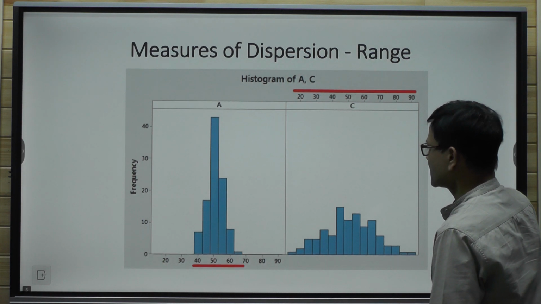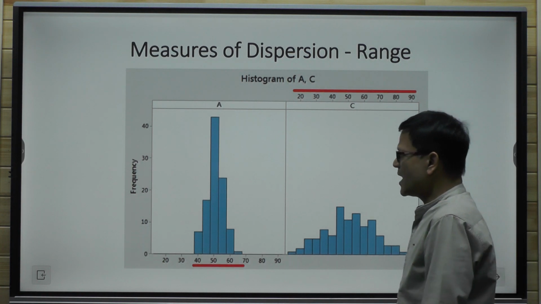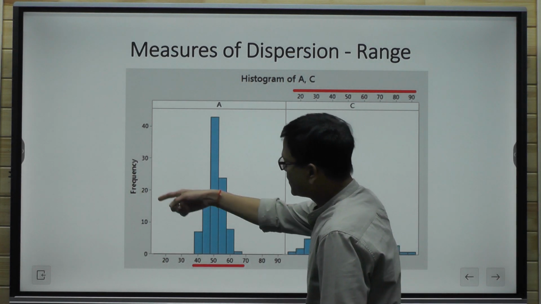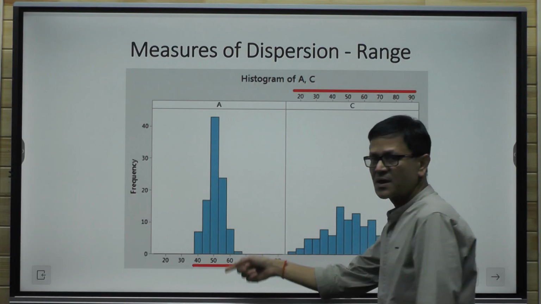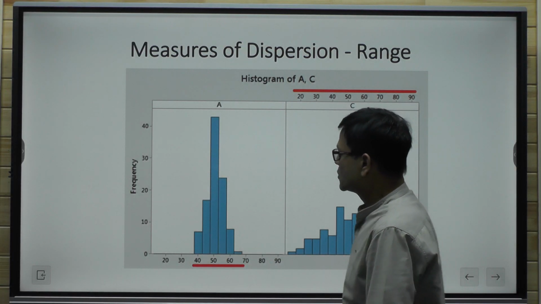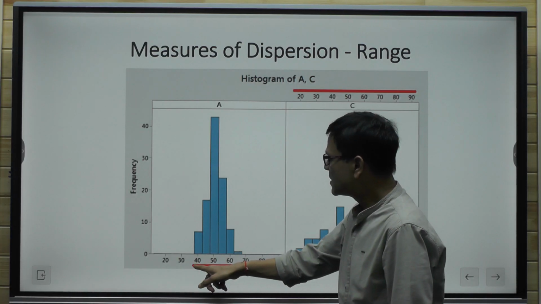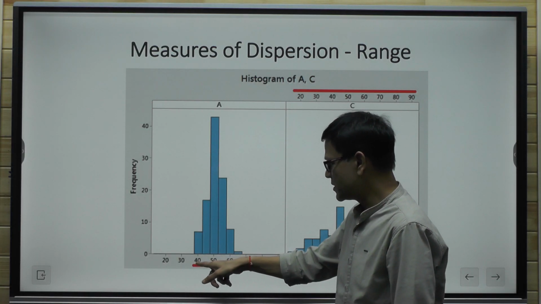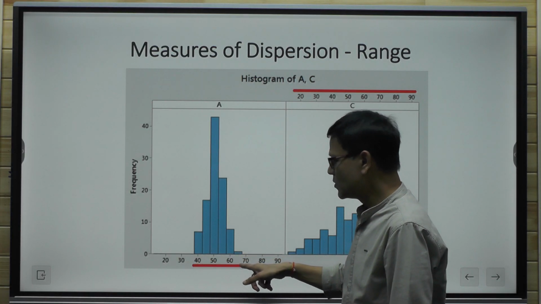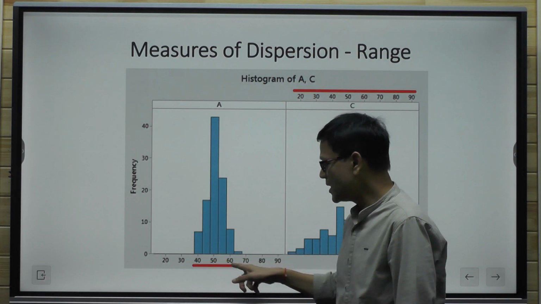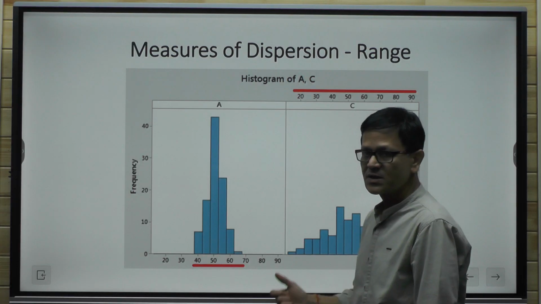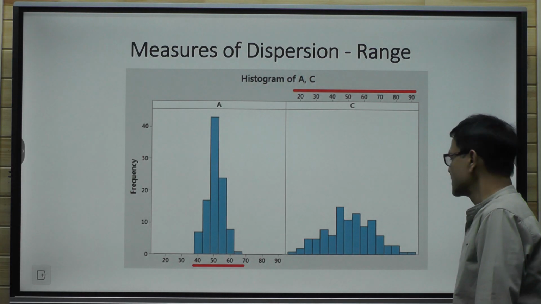Now, in terms of graphics, suppose there is a frequency chart which is represented in terms of bars. So you have this x-axis as range. Range starts from 40 to 70. So this is the range in which the data lies.